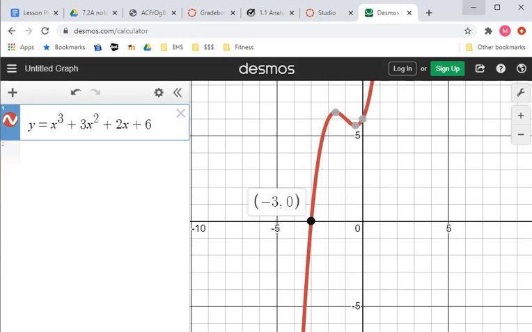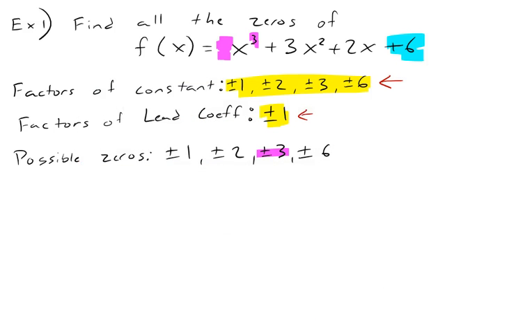So if I go back, out of all of these, the only number I'm going to try is going to be this one here, a negative 3. Because that's where I see it crossed. So wherever it crosses the x-intercept, that's where it's going to be. So to solve these, we're going to do synthetic division.